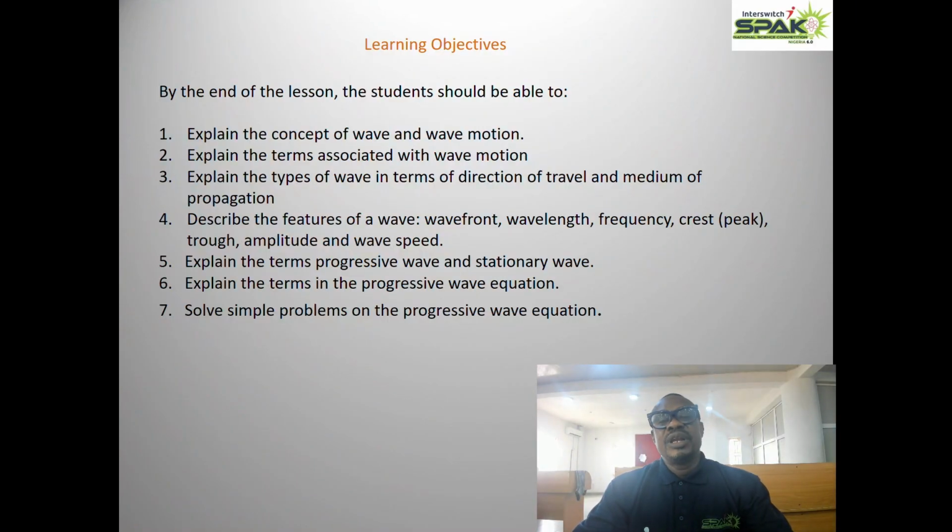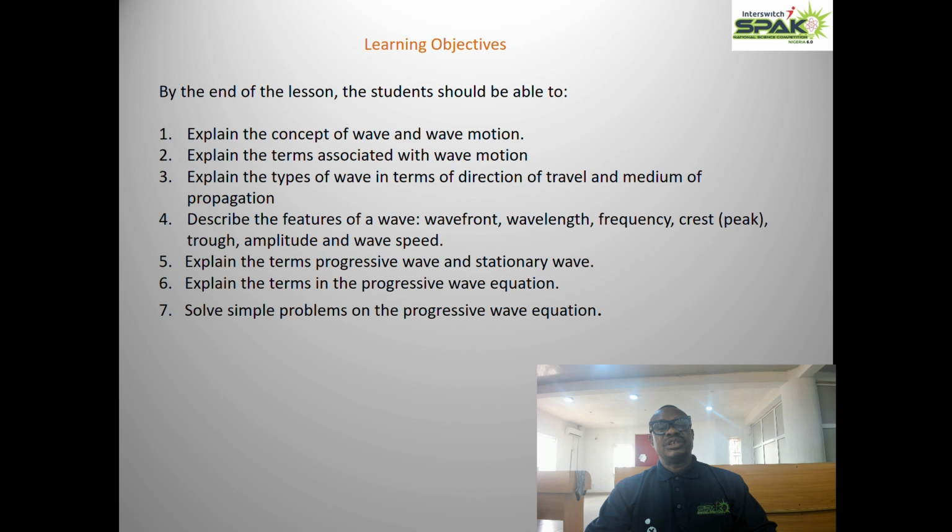Okay, before we proceed, let us quickly look at our objectives for today's topic. The learning objectives for today's topic. By the end of the lesson, the students should be able to: 1. Explain the concept of wave and wave motion. 2. Explain the terms associated with wave motion. 3. Explain the types of wave in terms of direction of travel and medium of propagation.